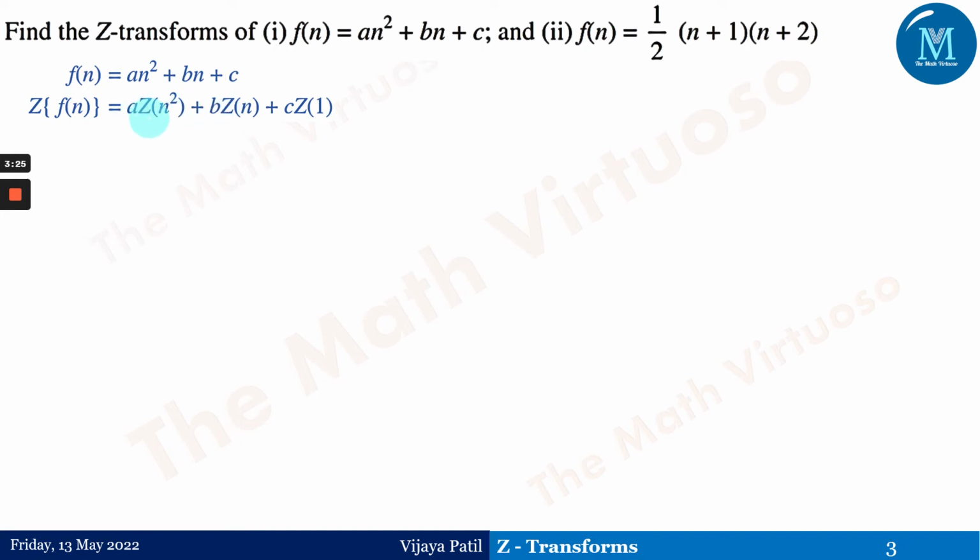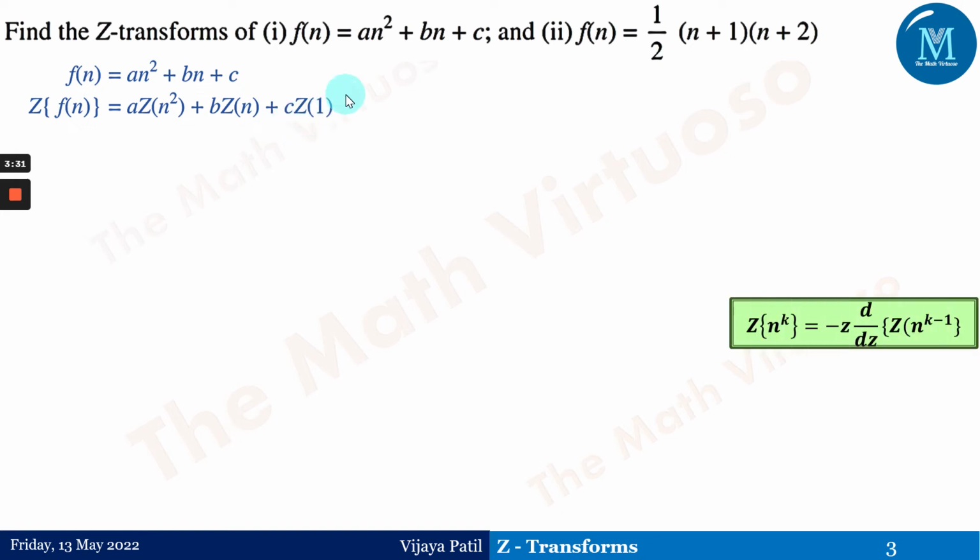So a times the Z transform of n square plus b times the Z transform of n plus c times the Z transform of 1. Now we know this one property which we have already seen in detail, that is the Z transform of n to the power k is equal to minus z into d upon dz of the Z transform of n to the power k minus 1.